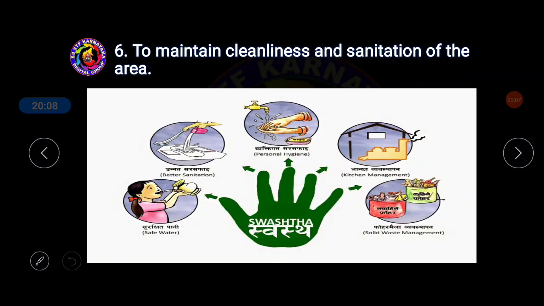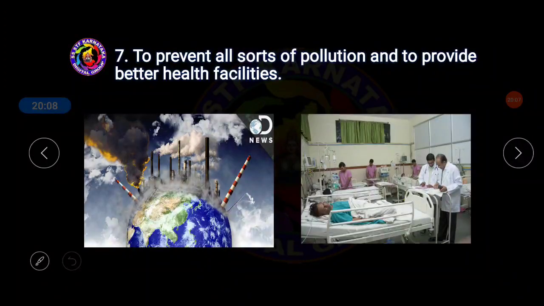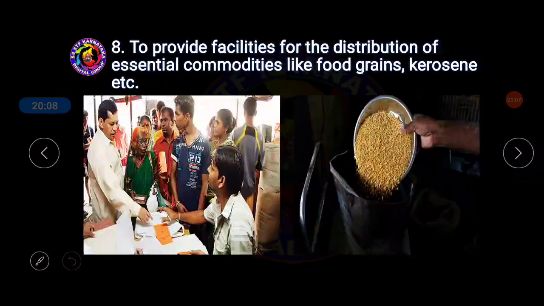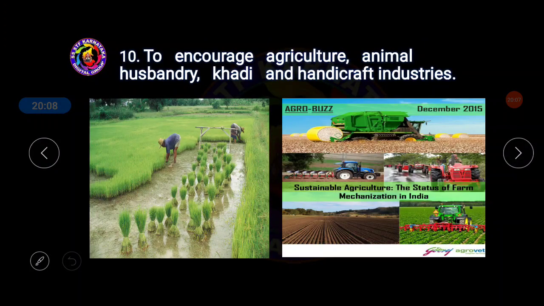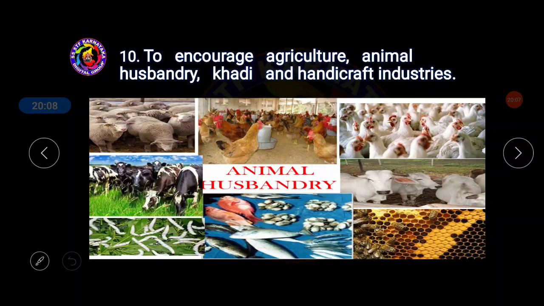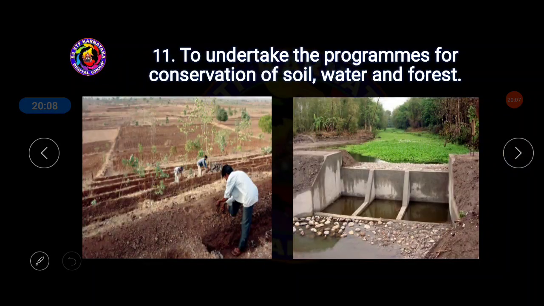Next one, to maintain cleanliness and sanitation of the areas. Next, to prevent all sorts of pollution and to provide better health facilities. Next, to provide facilities for the distribution of essential commodities like food grains and kerosene, and to ensure prompt registration of births and deaths. Next, to encourage agriculture, animal husbandry, khadi, handicraft industry, and so many things. And to undertake programs for the conservation of soil, water and forest.